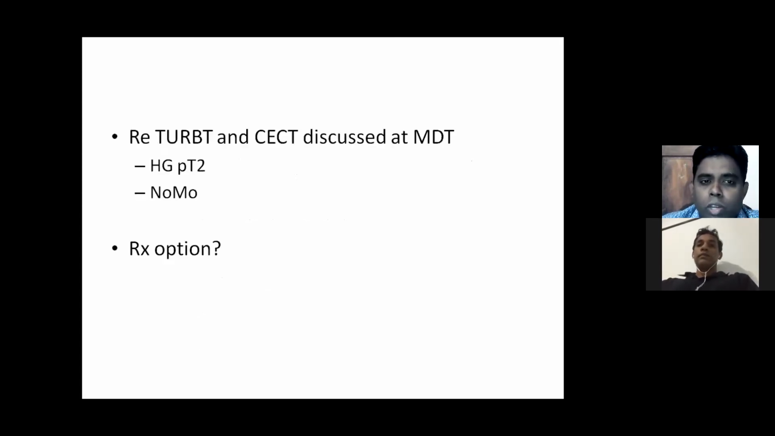and so the TURBT was done, and the CT was discussed in MDT. You are coming to a conclusion. This is a high-grade pT2. They say it's just like a reactive lymph node because the fat hilum is preserved, and it is mentioned as N0, M0. So how are you going to proceed?